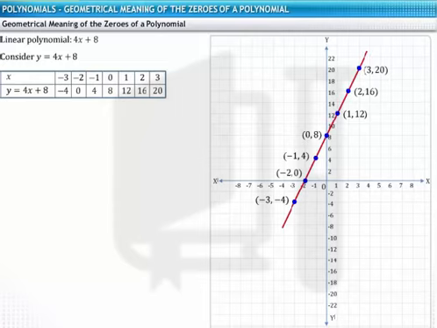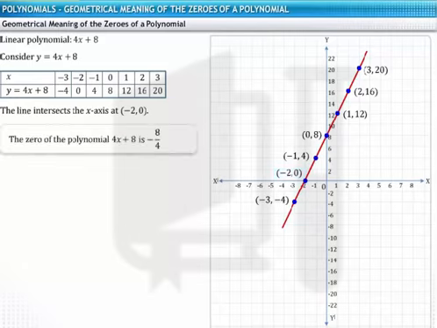On joining all these points, we get a straight line. As you can see, this line intersects the x-axis at the point (-2, 0). This means that the line intersects the x-axis when x is equal to -2. As per the definition of the zero of a polynomial, the zero of this linear polynomial is -8 upon 4. This implies that the zero of this polynomial is -2.